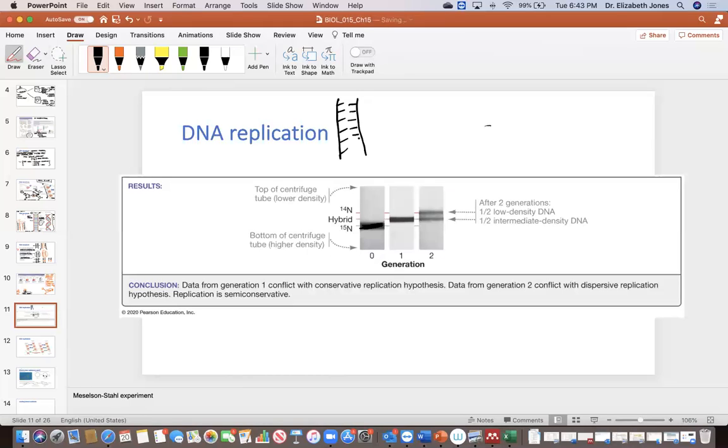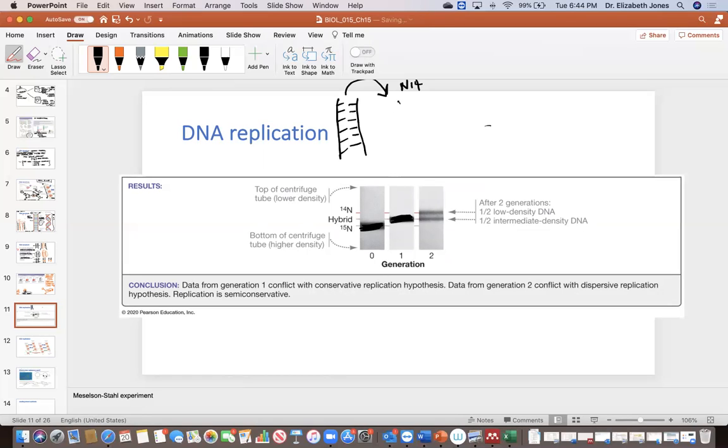They let that go on for one generation. Then they moved their E. coli to a new growth medium that had light nitrogen, N14, in it, okay? And they let it grow for a little bit, and then they centrifuged it down. And I want you to notice something. Do you notice that this line is higher up than this line? That is because this DNA was lighter than this DNA. Now, why would that be?